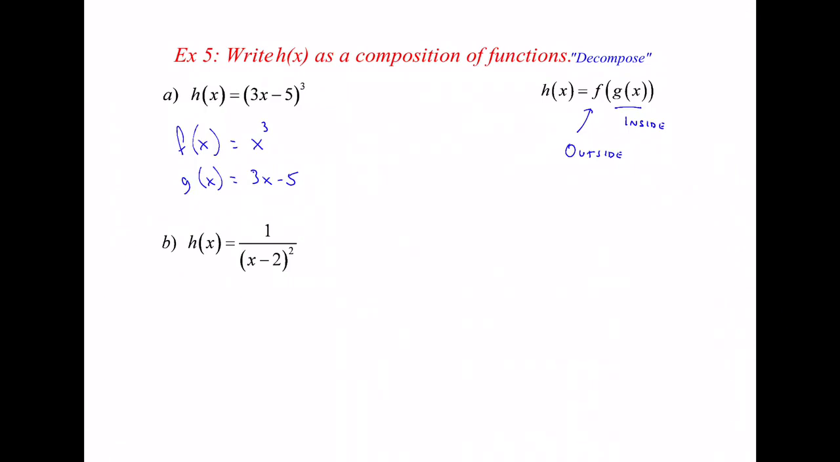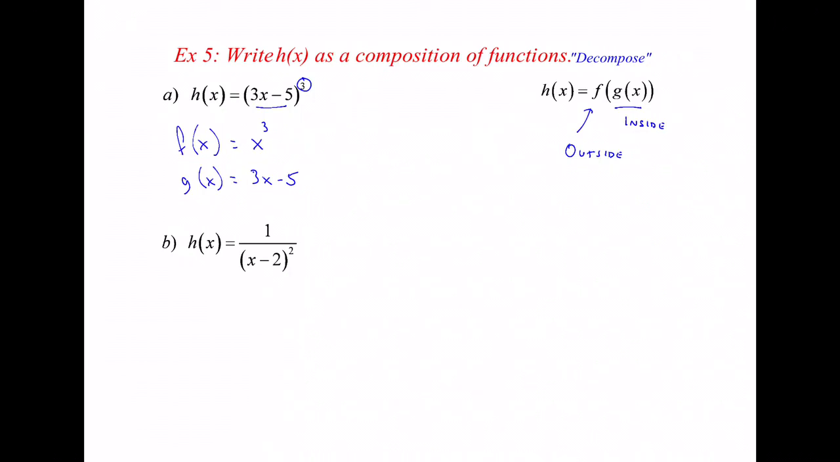And if you look at this, g of x is the inside, f is the outside. So when you go to look at h of x, what's the inside? What is happening? Well, the inside is the 3x minus 5. So that's your g of x. And then what is happening to the 3x minus 5? It is being raised to the third power. So therefore, the f of x is x cubed. And so you can kind of plug that back in to see that that works.